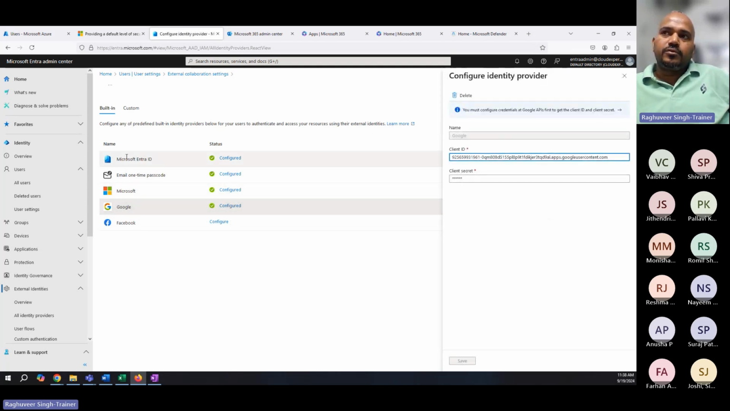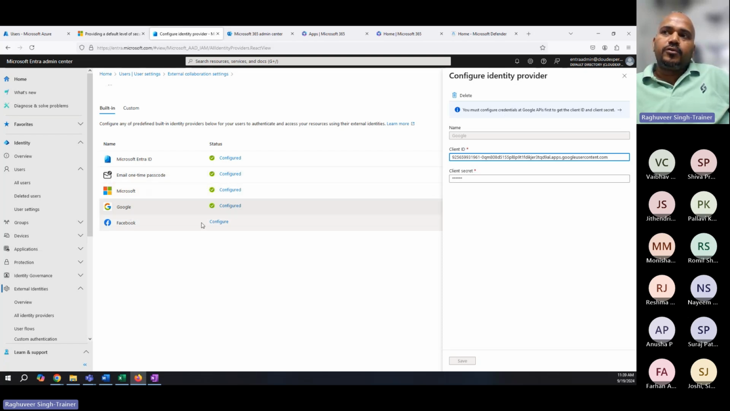Since I also deliver trainings on Google Cloud, by virtue of that relationship, I maintain a Google Workspace account. And on the Google Workspace account, the same domain is federated, cloudexpert.in. So with the help of that federation, I can invite any Google user to this Entra tenant. So that federation is already completed here.